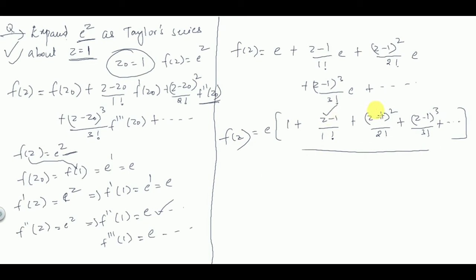So if you observe, you will get only terms of z minus 1, because z0 is equal to 1. So z minus z0 is z minus 1. Okay, so this is the expansion.